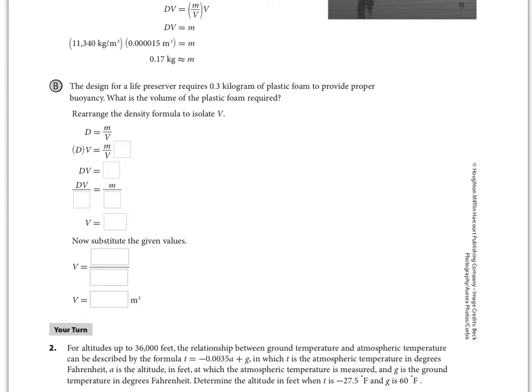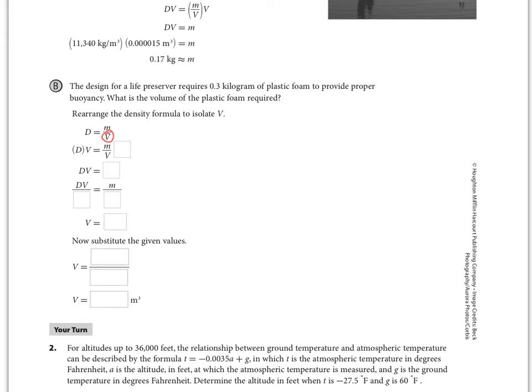Part B, the design for a life preserver requires 0.3 kilograms of plastic foam to provide proper buoyancy. What's the volume of the plastic foam required? So we're going to use the formula that was given to us for density. Density is equal to the mass divided by the volume. So what we want to do is get V by itself.